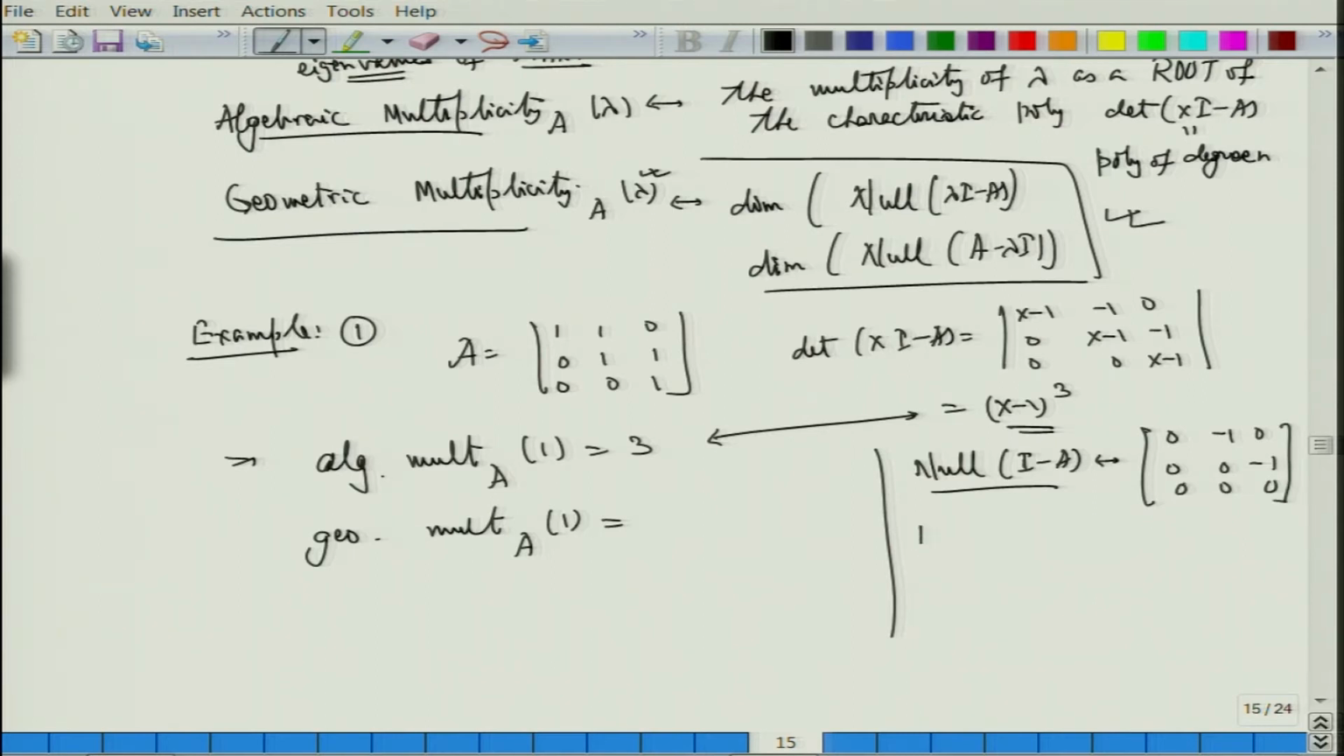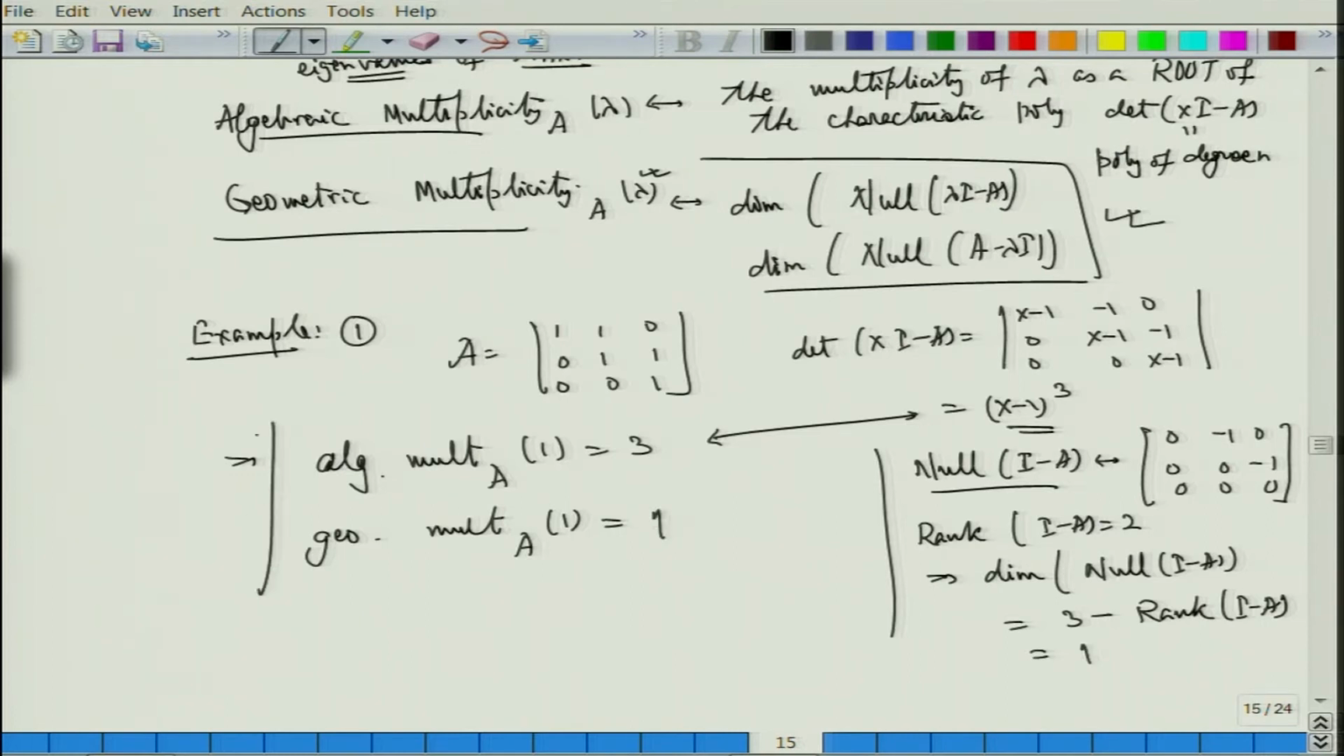Now, the rank of this matrix I minus A is 2. This implies the dimension of the null space will be equal to 3 minus the rank of I minus A, by the rank nullity theorem, which is 1, all right. So, the geometric multiplicity is 1. Is that okay?